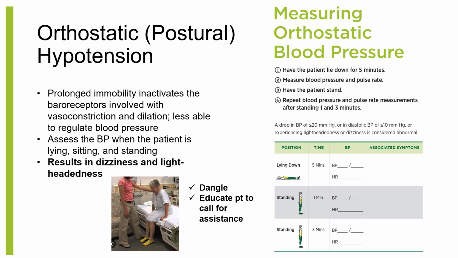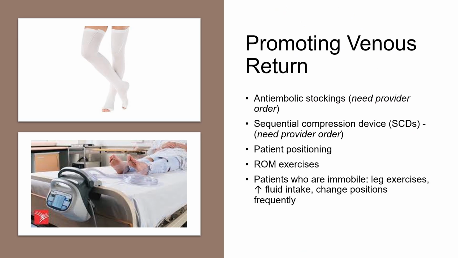Now, if the patient is confused or a little forgetful or non-compliant, because maybe it's a 30-year-old who has this orthostatic hypotension, then you may want to put on the bed alarm so that you know when they're trying to get out of bed without help, because these patients will fall. So we want to promote venous return, because this can also help with that hypotension when they sit up.